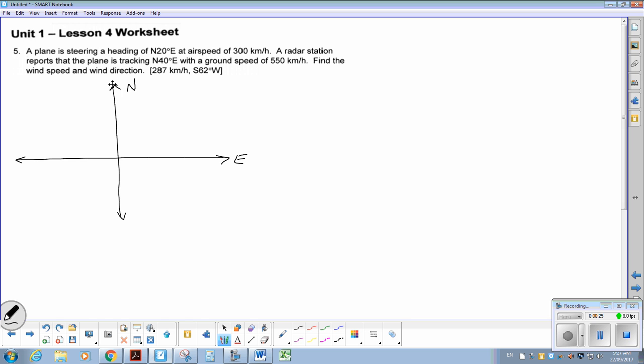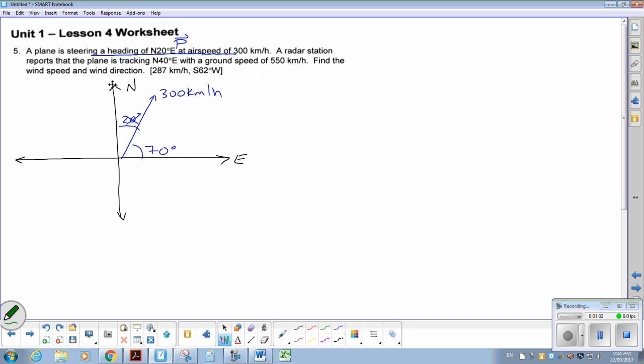So, starting with my northeast grid, it says the plane is steering a heading of north 20 degrees east at 300. So I'm going to call that my plane. So the pilot points the plane in that direction at that throttle speed. So north 20 east at 300 kilometers an hour. Now, make a note here. When we use the algebraic method, it always has to be the angle with the x-axis. So I'm going to say that's 70 degrees, and I'm going to cross out that 20 so I don't get confused and use the wrong angle.